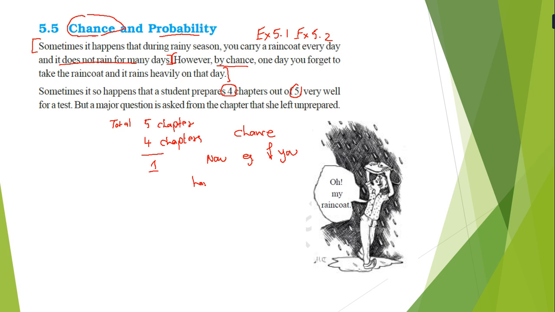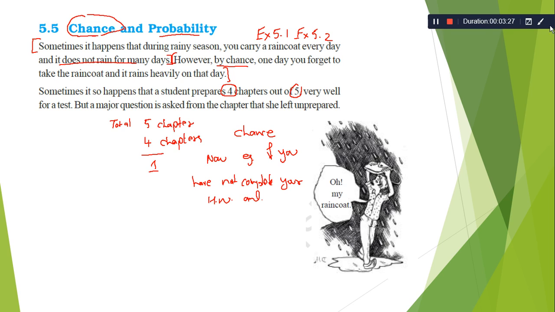Another example is like school: if you have not completed your homework and the teacher is absent, then you are too much happy. If you have not completed your homework and the teacher is also absent, you are happy. So that is one type of chance. When you complete your homework daily but the teacher can't check, it is also one type of chance.